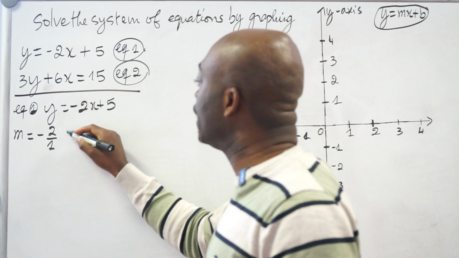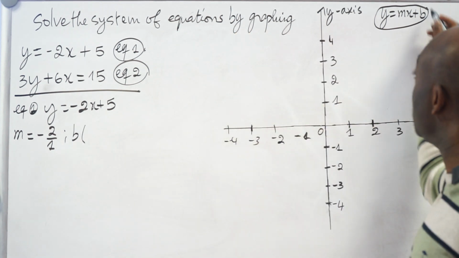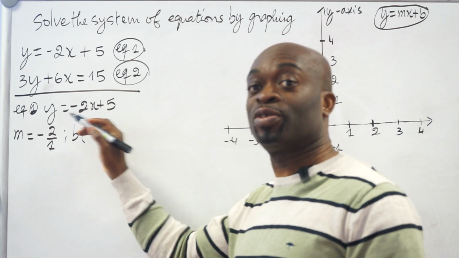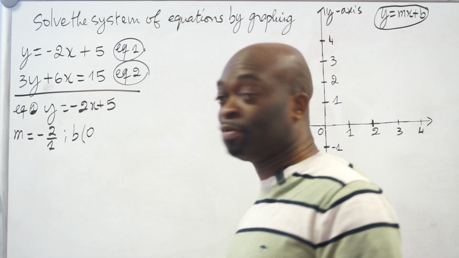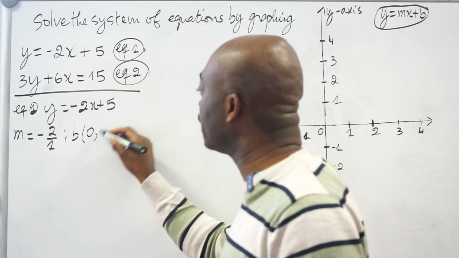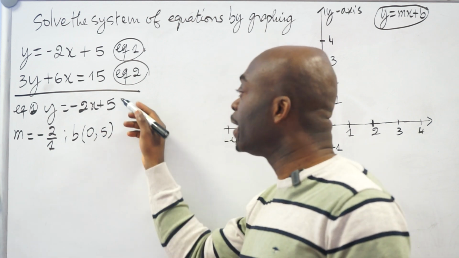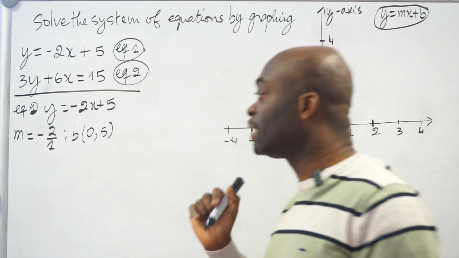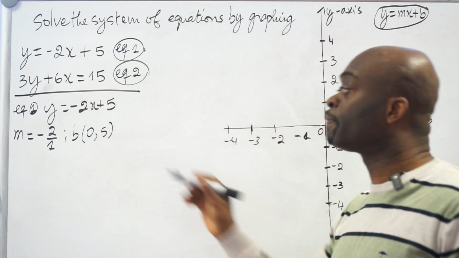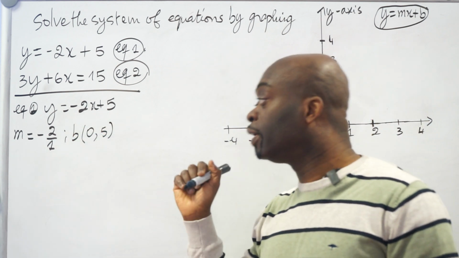And then the y-intercept is always the b, the value that is added to the x term. For the y-intercept, x is always equal to 0, and then the y value is the 5. Keep that in mind, please, because a lot of people make that mistake. Now from those two elements, we'll be able to draw the line.